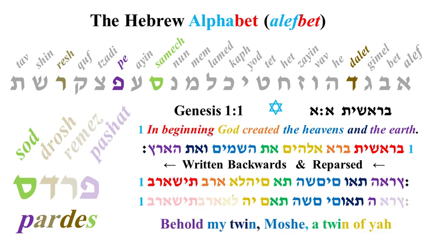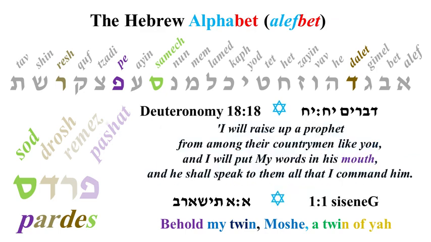And when I do that, I get: behold my twin, Moshe, a twin of Yah. He's hinting here about Deuteronomy 18:18, that I'm going to send a prophet who is like you, Moses, and I'm going to put my words in his mouth. Genesis 1:1 backwards tells us that: behold, my twin, Moshe, a twin of Yah. A twin of Yah. This is letting you know that Messiah, that prophet, is going to be Yah.